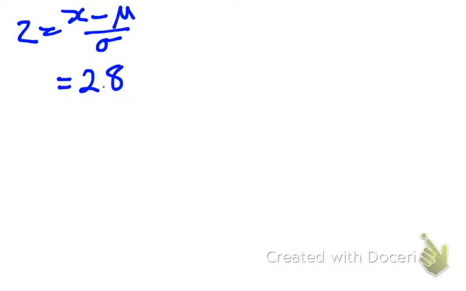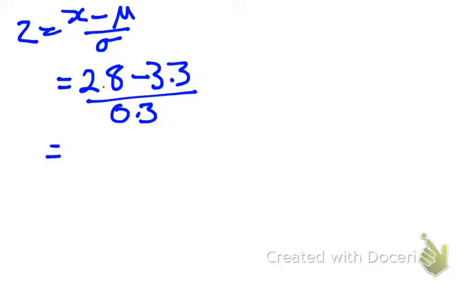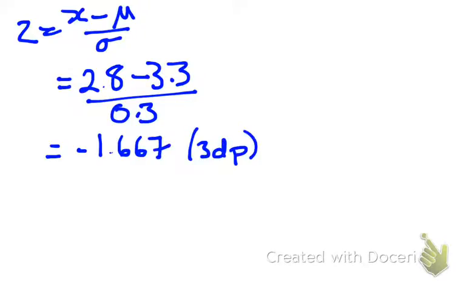First of all, we've got to calculate our z value. Z equals x take away the mean, over the standard deviation. Our x in this case is the 2.8 kilos that we're finding. Take away our mean of 3.3, over our standard deviation of 0.3, and put that into our calculator, and that gives us a value of negative 1.667. And that is to 3dp, because remember our table goes to 3dp, so we always want that to 3dp.